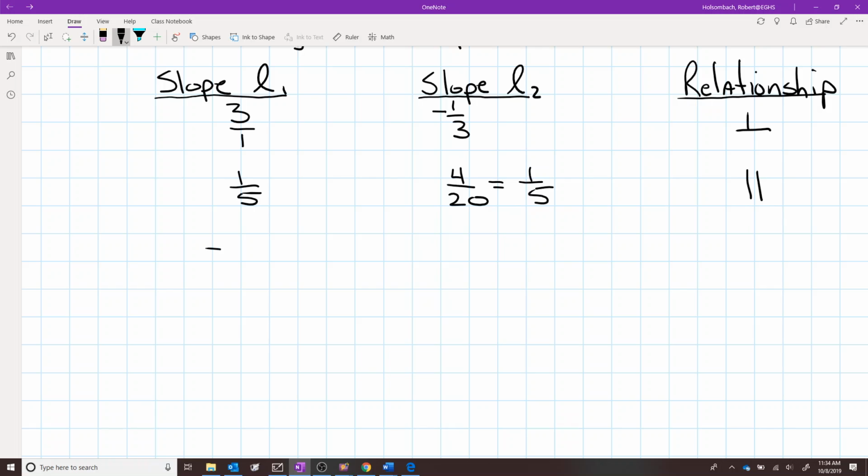Slope of line 1 is negative 2/3. The slope of line 2 is blank. But the lines are perpendicular. What's the slope of line 2? Positive 3 over 2. Very good.